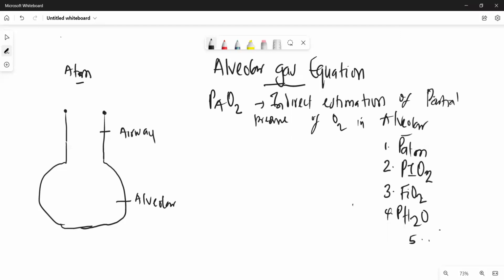And number 5 is going to be our PaCO2, which is the partial pressure of carbon dioxide. And number 6 will be the respiratory quotient. The respiratory quotient is the volume of carbon dioxide released over the volume of oxygen absorbed during respiration. And of course, we usually use 0.8.